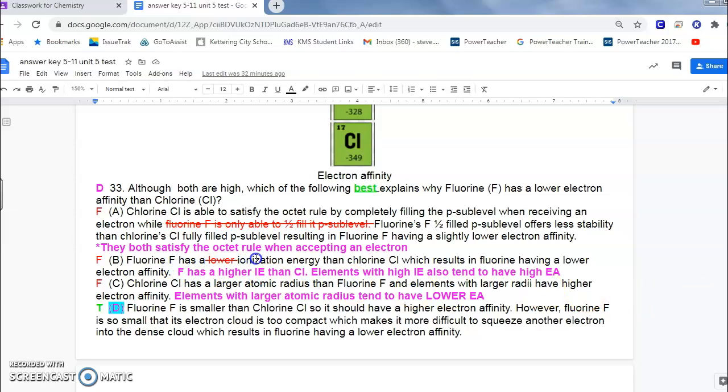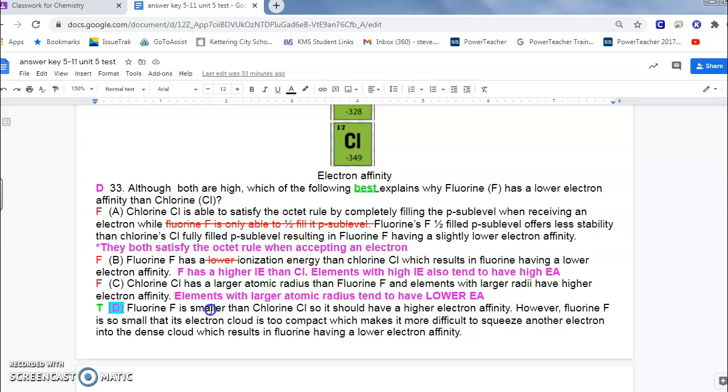Letter B, fluorine has a lower ionization energy. No, fluorine actually has a higher ionization energy. Fluorine's much smaller than chlorine, so it's harder to strip fluorine than it is chlorine. So that doesn't explain it. Chlorine has a larger radius. Yes, it does. But elements with larger radii have higher affinities. No, in general, they have lower affinities because the bigger you are, the less able you are to accept the electron. Your nucleus is too far away to really pull it in and accept it. So fluorine's smaller. It should be better at accepting it since it's so much smaller. But apparently it's not. Why?